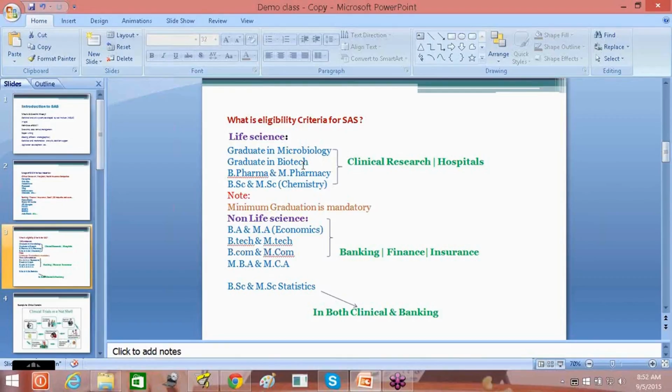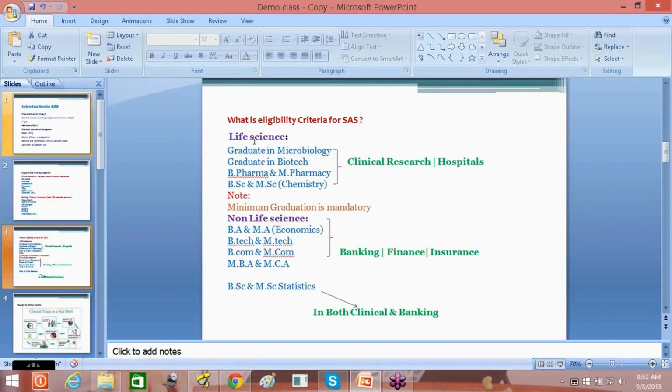Suppose you are from a clinical, life science background. What type of data will you get, and from where will you get the data? I will tell you each and everything. No need to worry, just understand the concept. Here I divide into two categories: one is life science and one is non-life science background.